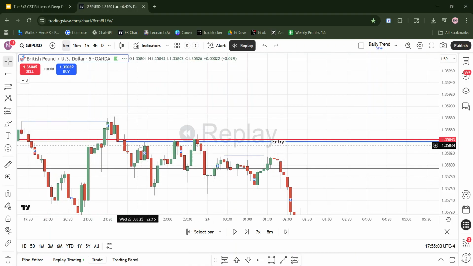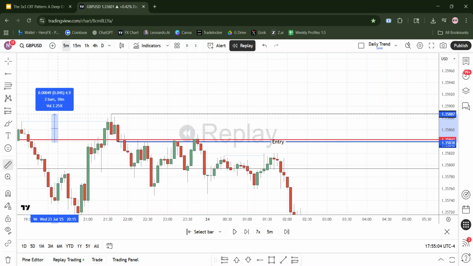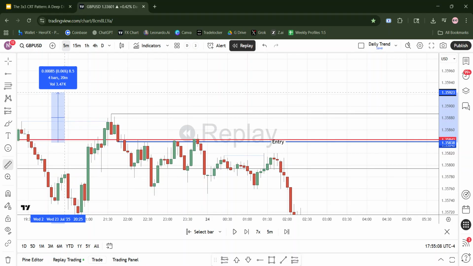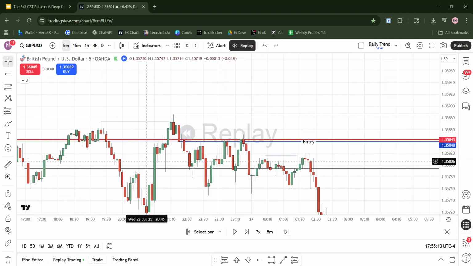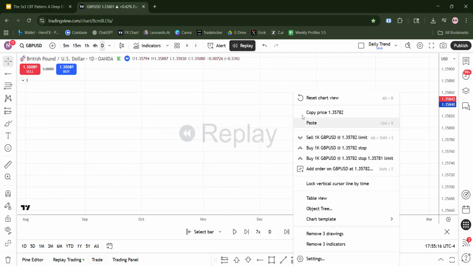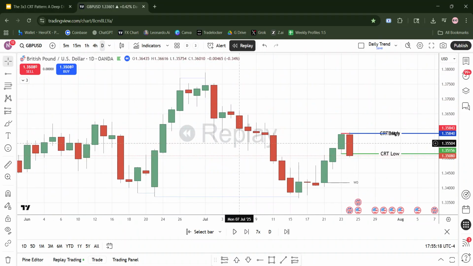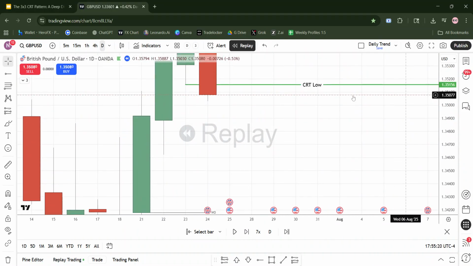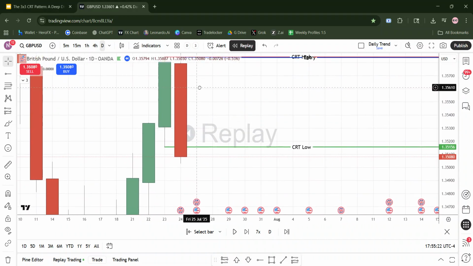That's your entry. Price came back and tapped it a little bit, but you could have got away with a stop loss of, look at that, 5 pips to the high. But I say a 10 pip stop loss just to be on the safe side. And price didn't even bother to come back. So now let's go back to our daily. And look at that. That was your entry on this pair.